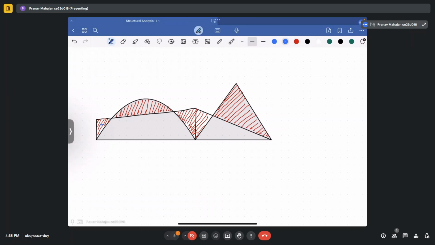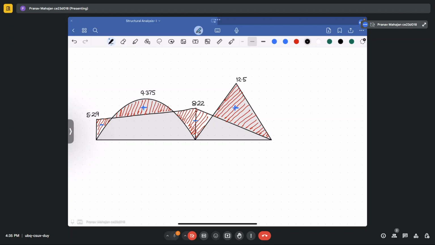Here, this region is negative, this is positive, this is negative, and this is positive. Here, the maximum value you have obtained, in this case, is 9.375. This is from the origin, not from the point where we have calculated. This is 8.22, this is 12.5, and this is 5.29. So that's how you calculate the values for the bending moment using the moment distribution method.